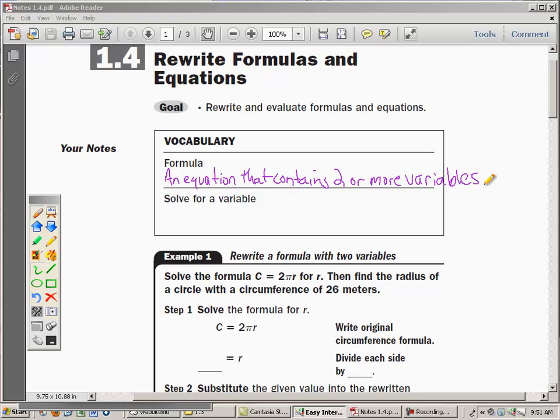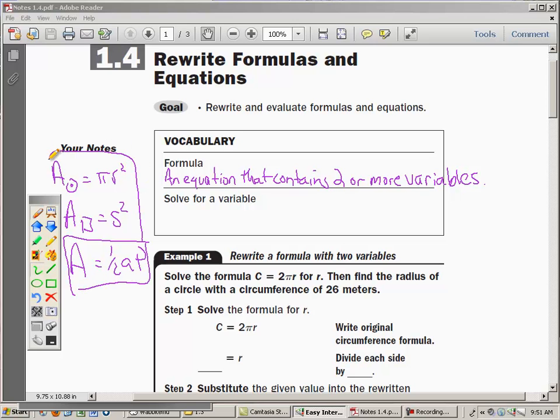We have lots of examples of formulas. For example, the formula you use to find the area of a circle is pi times the radius squared. The area of a square is side squared. The area of a regular polygon is 1/2 the apothem times perimeter. Those are various formulas we've probably been using in our geometry courses. Again, it's an equation that contains two or more variables, two or more unknown quantities.